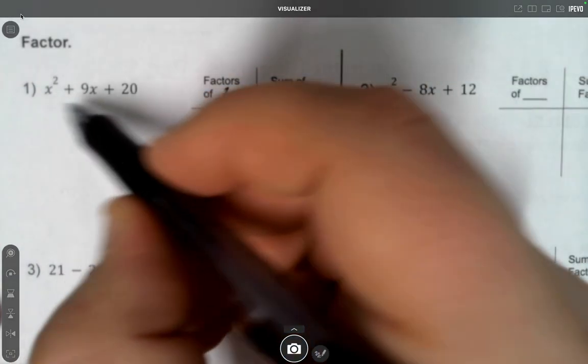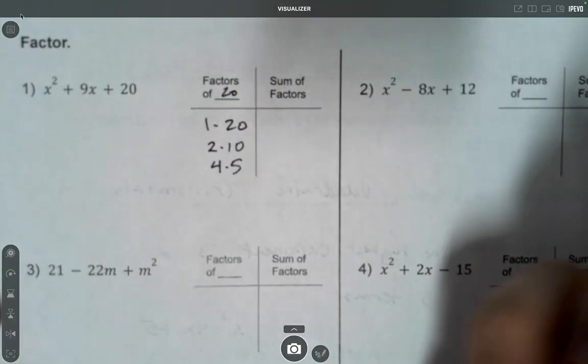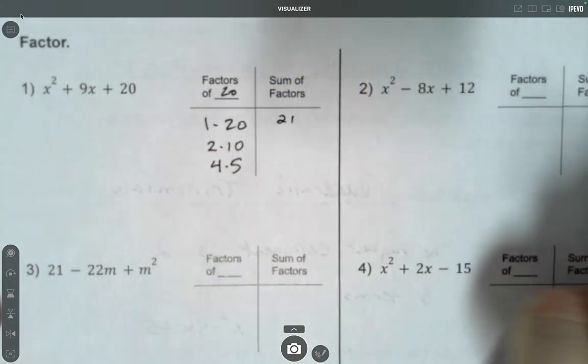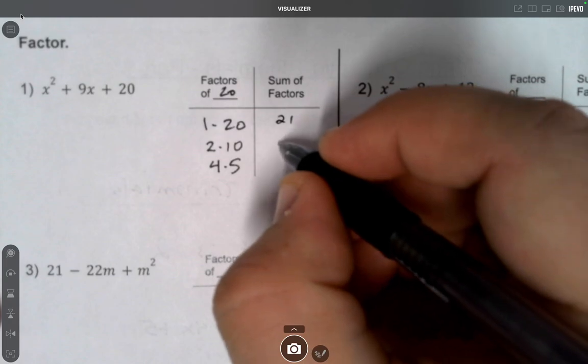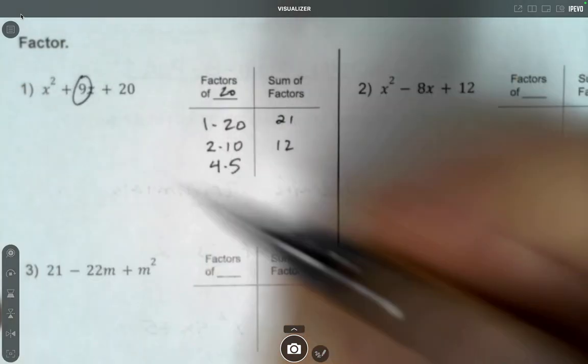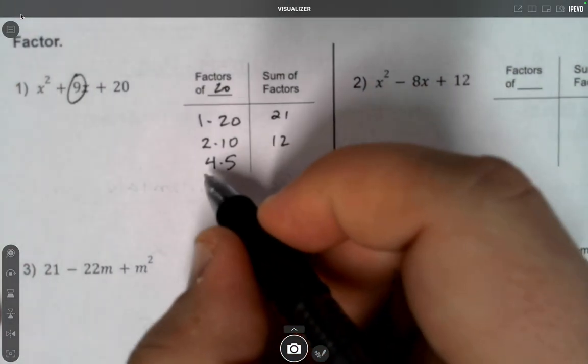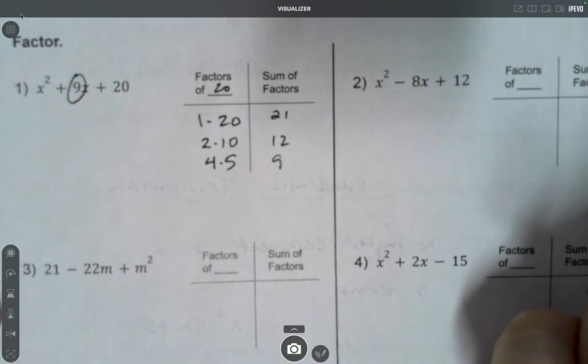Okay, now again, these are all positive, so once again, I can just think about adding. 1 plus 20 is 21. Okay, that didn't work. 2 plus 10 is 12. That didn't work, because remember, we're trying to match the 9. Wait, 4 plus 5 is 9.